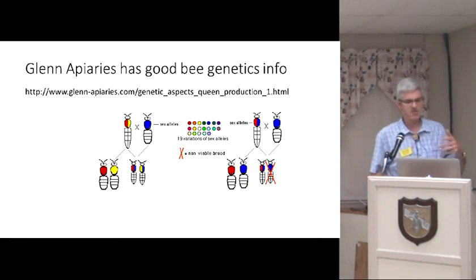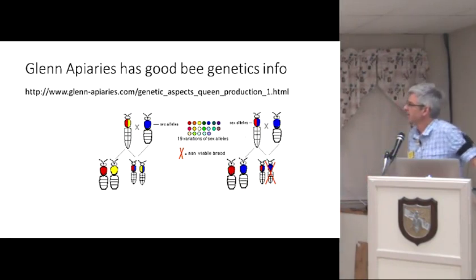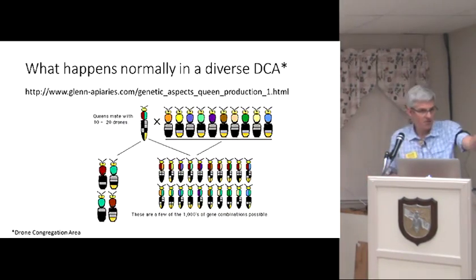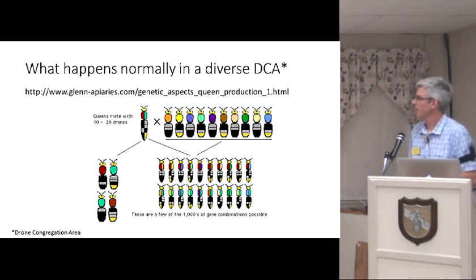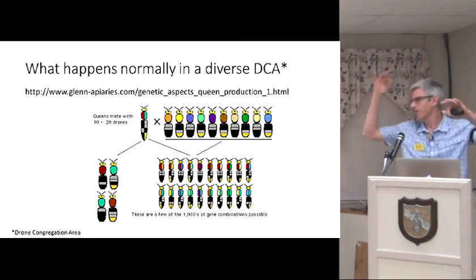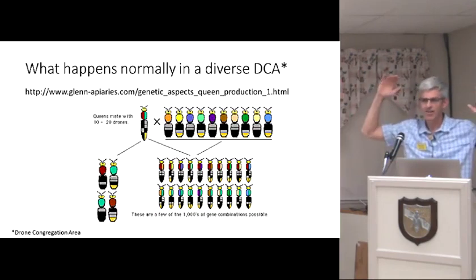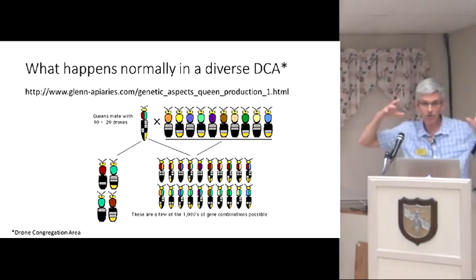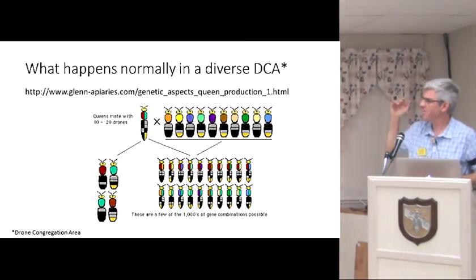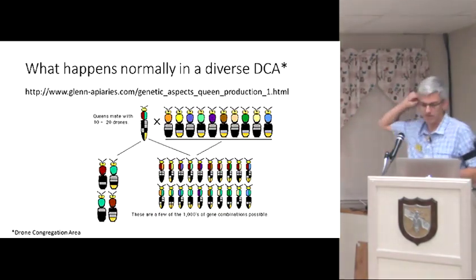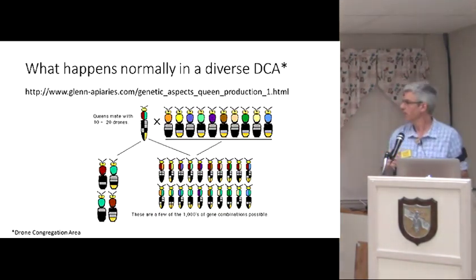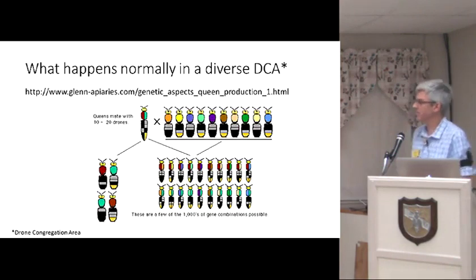Now this is a somewhat unnatural situation. Here's a typical situation that was raised a minute ago. What normally happens is if your queen flies out, she's going to go to the drone congregation area. And there's going to be a whole bunch of drones flying around up in the sky with their big eyes, looking for the queen, to mate. And so she mates with a whole bunch of, like, 12 or 15 or 20, I mean, it's a crazy sex party.